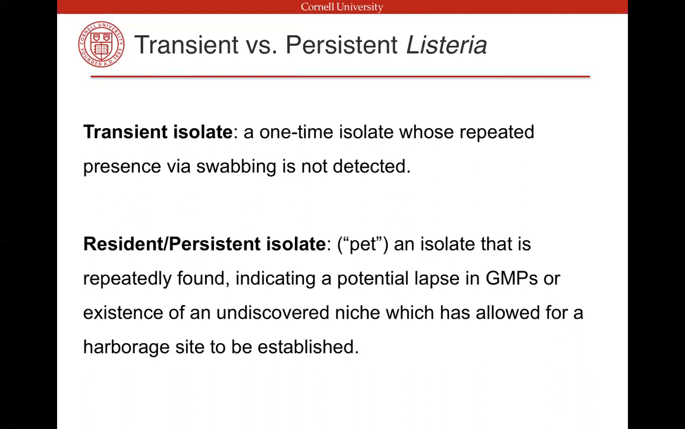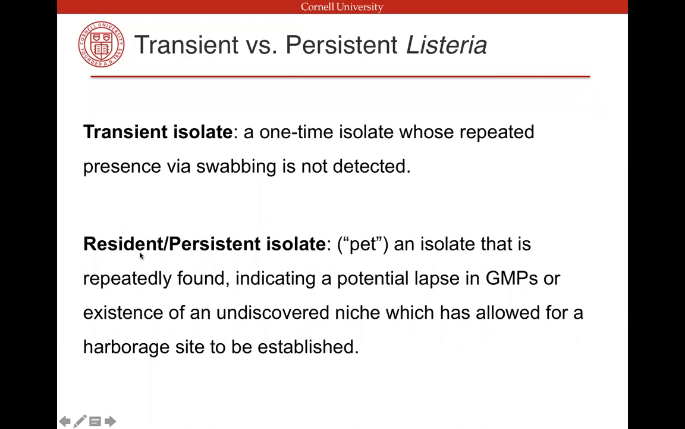There's the transient Listeria that comes in on the product or just on a person, and that's a one-time isolate, and you don't find it over time because you get rid of it during your routine cleaning and sanitation. So we try to limit the amount of transient Listeria that comes into a facility. But what we're really more concerned about is something that survives over time.